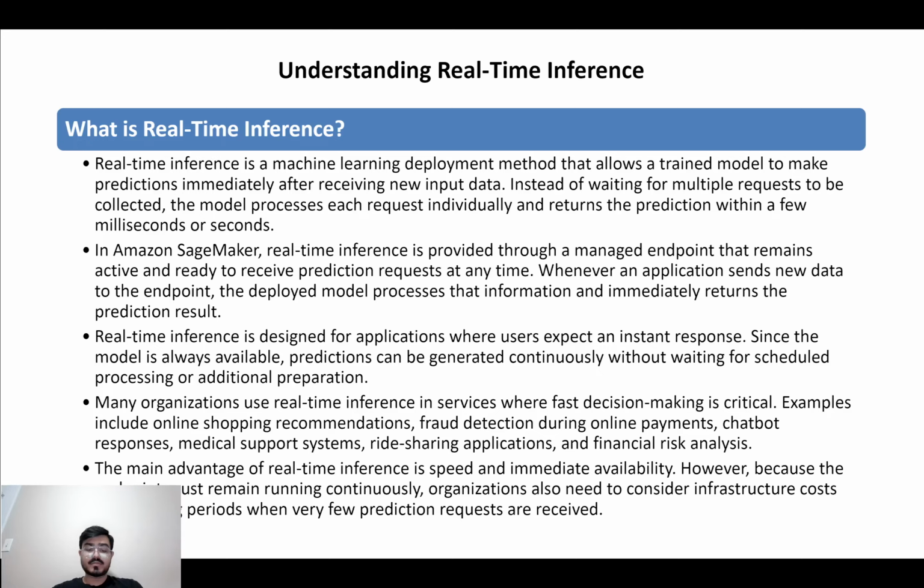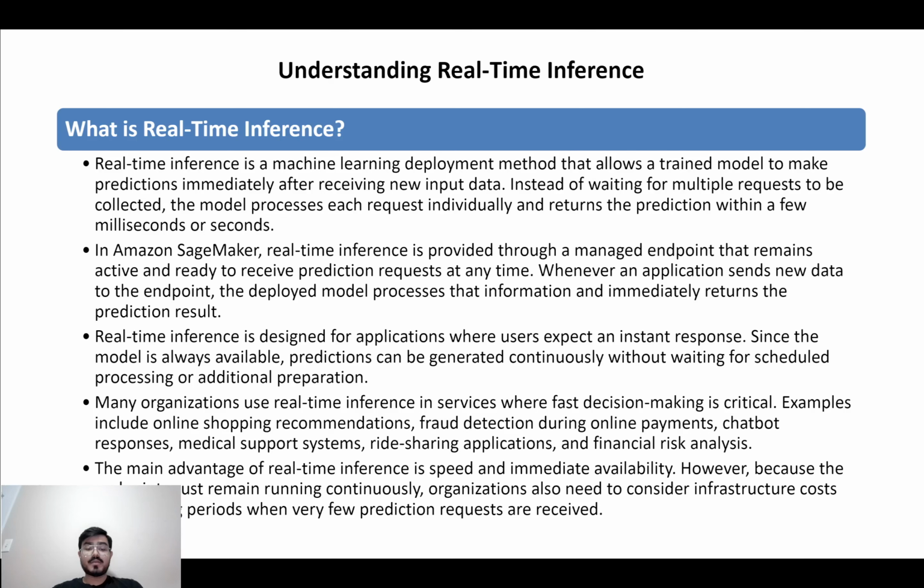Real-time inference is commonly used in many applications that require a fast response. For example, if you make an online payment, a fraud detection model quickly checks whether the transaction looks suspicious. If you open Netflix, the recommendation model instantly suggests movies based on your viewing history.